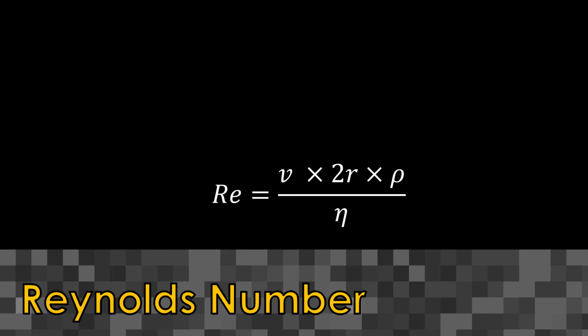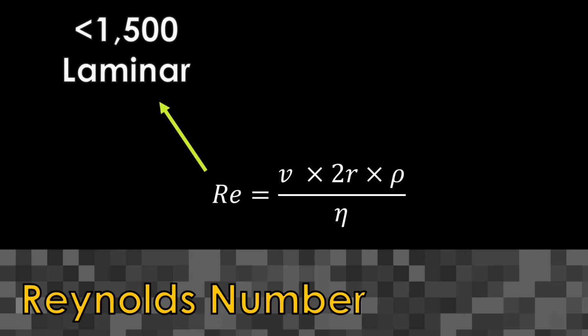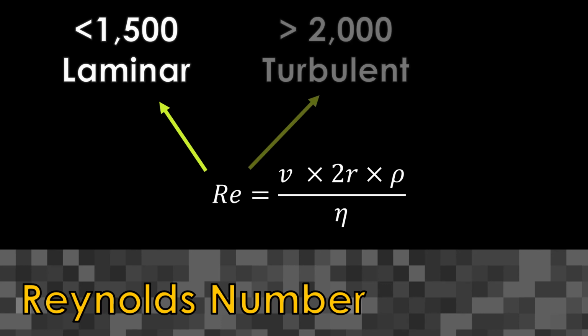Reynolds number is unitless and is calculated by multiplying the velocity of blood times 2 times the radius and the density of blood, all divided by the viscosity of blood. The Reynolds number can predict if flow will be laminar or turbulent. You do not need to know this equation, but rather know that when Reynolds number is calculated to be less than 1500, the flow will be laminar. If Reynolds number is calculated over 2000, the flow will be turbulent.